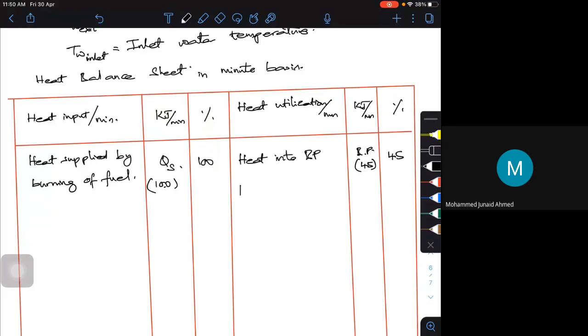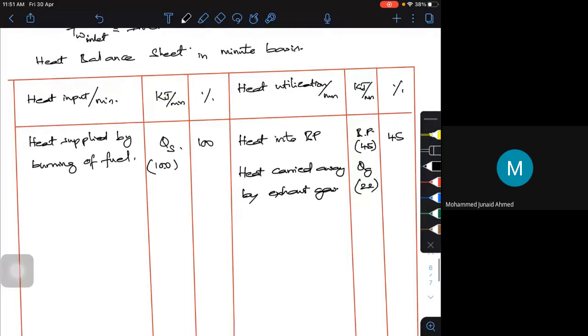Then heat carried away by exhaust gases, that is your Qg. Let me call it some 22. In the problem given, you have to really calculate that, so just for an example, I am trying to show. What is 22 of 100? It is 22%.